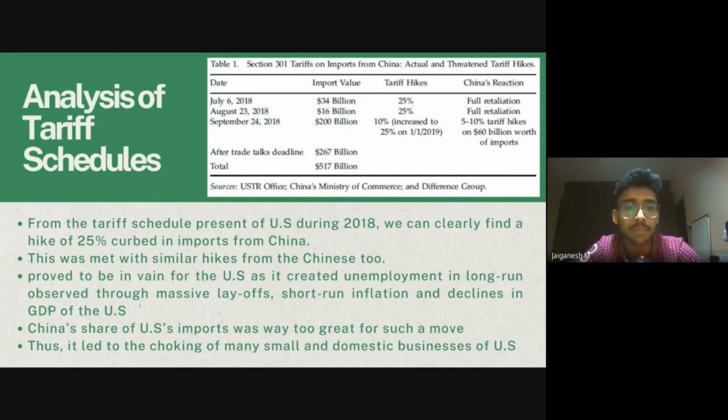And on September 24, 2018, the US took a bigger move, and $200 billion worth of Chinese imports were tariffed at 10%, and this was further increased to 25% in January 2019. So we can clearly see that the US has been on the offensive, and China has replied with a similar impetus. And 5 to 10% tariff hikes were imposed on US imports worth $60 billion.